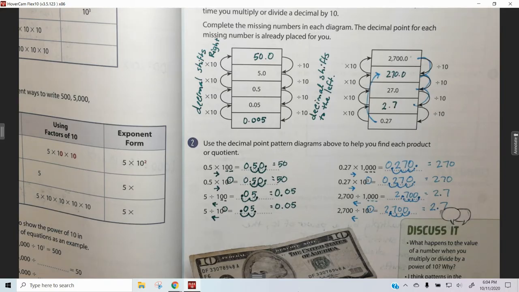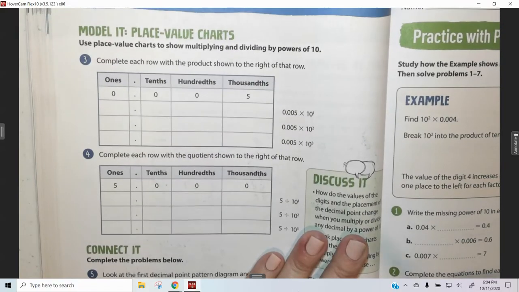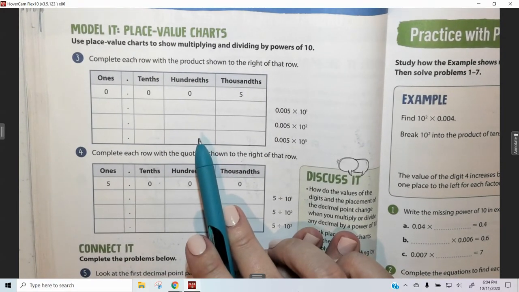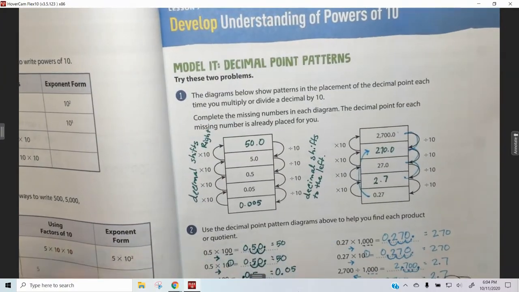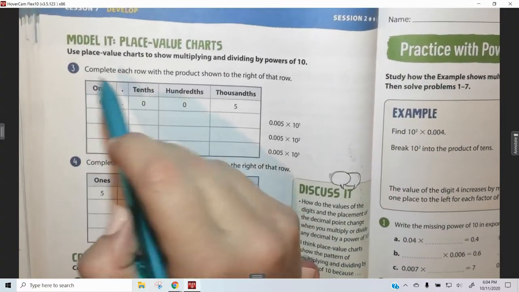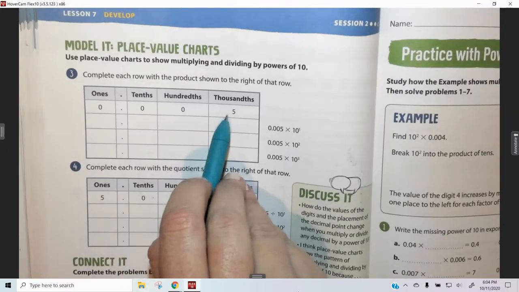Let's go ahead and go to page 138. On page 138, we're looking at number 3. And so this time, we're going to use place value charts. Before, we were using what are called decimal point patterns. Now we're going to use a place value chart. So we're going to look, and so the first number we have is 5 thousandths.